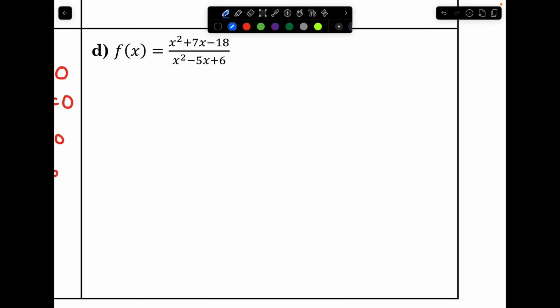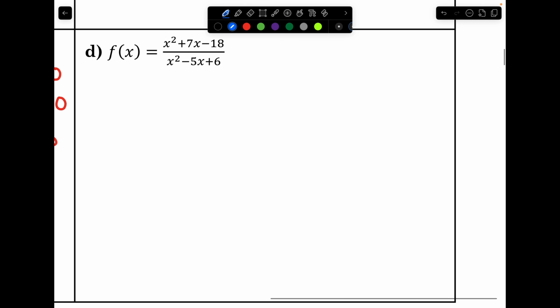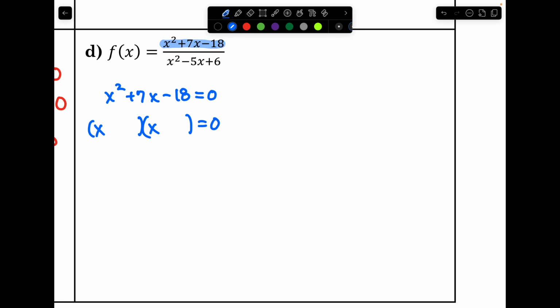So let's move on to the next example. So very similar here. Let's start by first identifying what the possible x-intercepts are. So we're going to get our numerator, x squared plus 7x minus 18. Set that equal to 0. And because it's a quadratic trinomial, we'll solve this by factorization. Breaking this apart from x squared to x and x, plus and negative. And the factors of 18 to give me 7 will be 9 and 2.